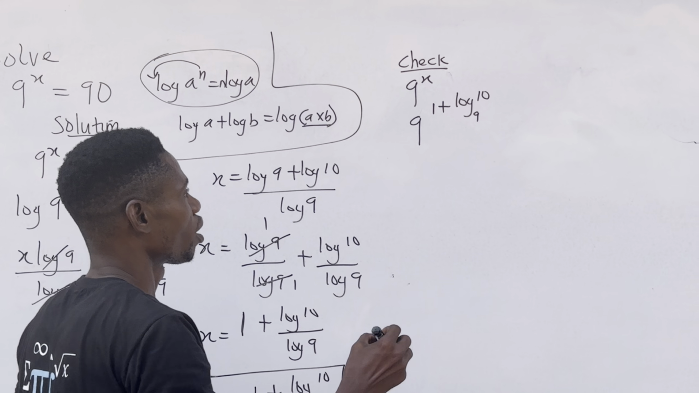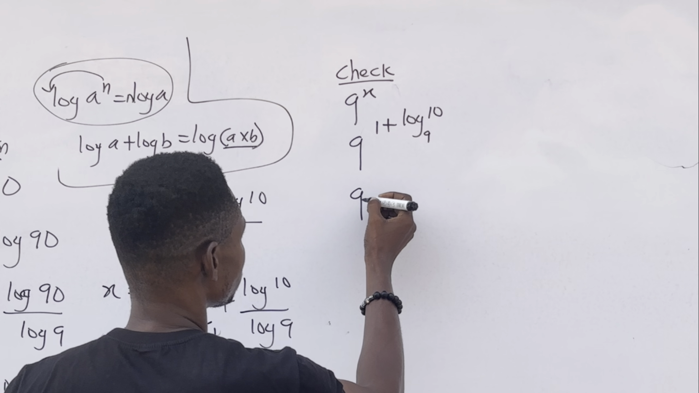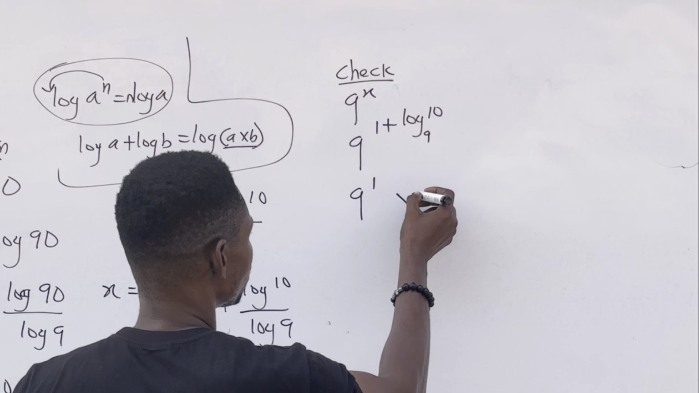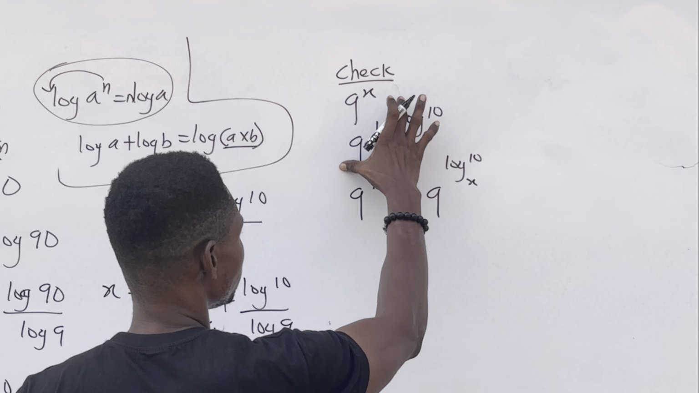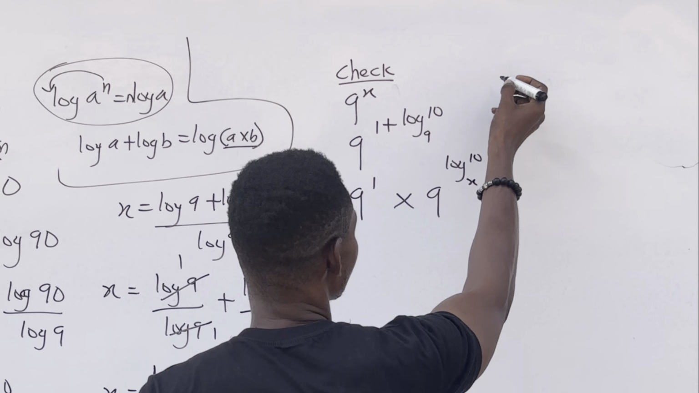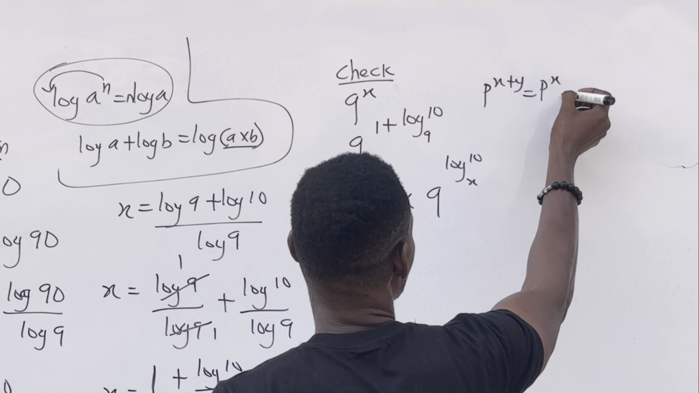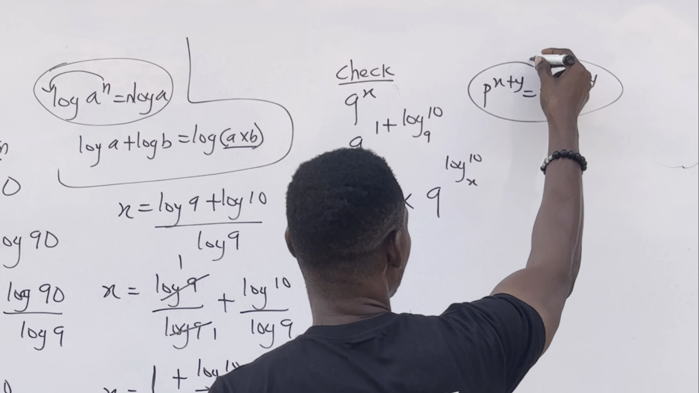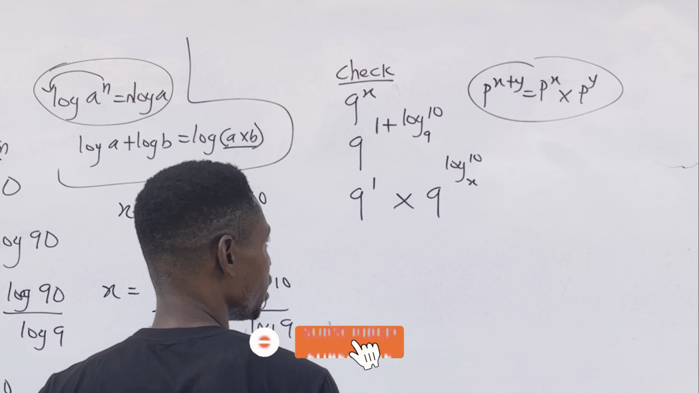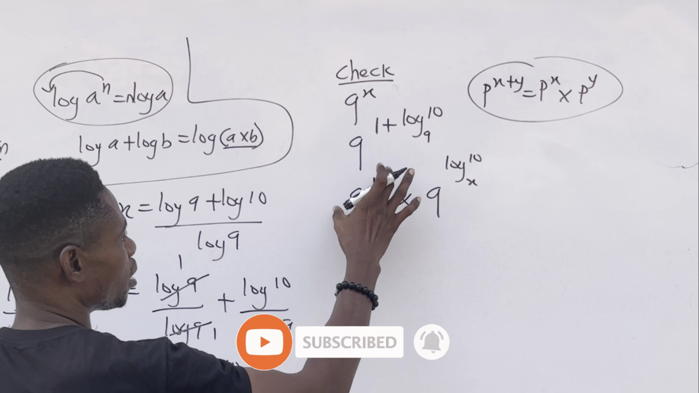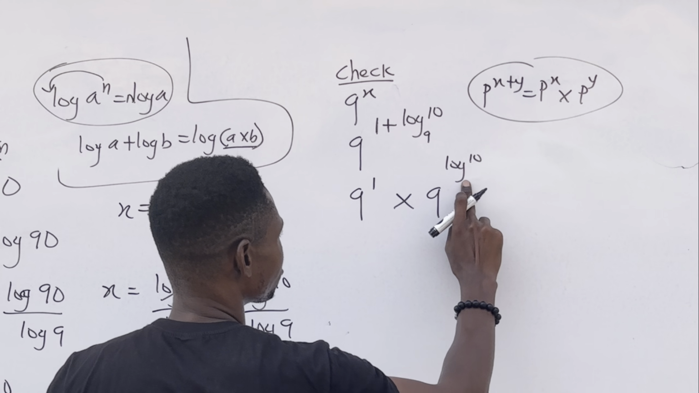Okay, now remember our law of indices, product law. This can give us 9 raised to the power 1 multiplied by 9 raised to the power log 10 base 9. So I'm splitting this following the first law of indices. Remember that p raised to the power x plus y is p raised to the power x multiplied by p raised to the power y. So this is the law I just applied here. So we have 1 plus log 10 base 9. So it gives us 9 raised to power 1 multiplied by 9 raised to power log 10 base 9.